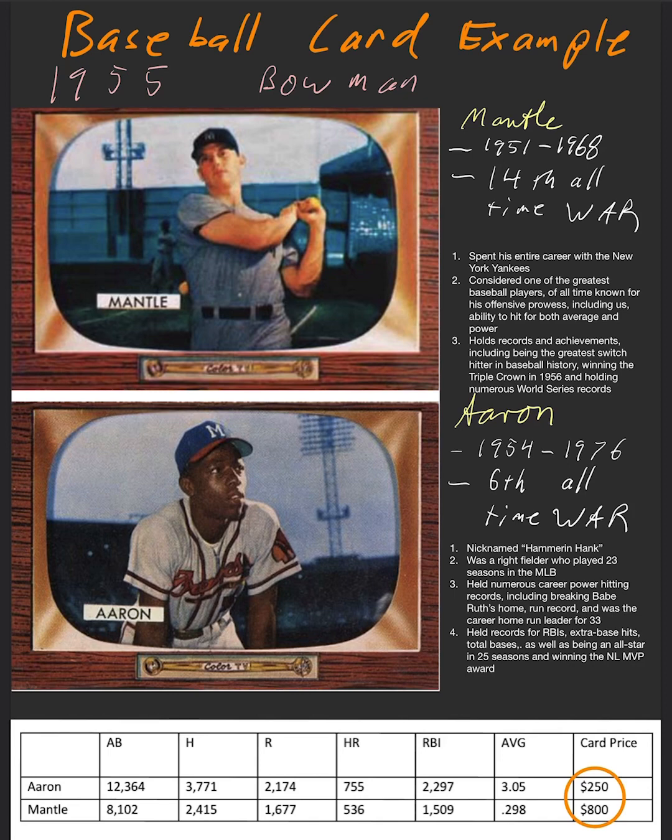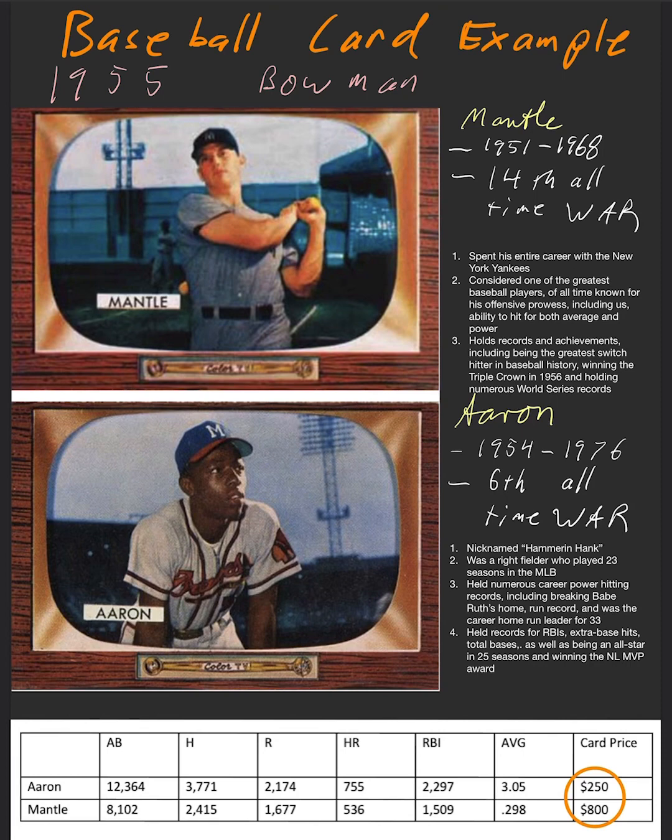A couple of quick facts about Mantle. He spent his entire career with the New York Yankees, and he's considered one of the greatest baseball players of all time. Known for his offensive prowess, including the ability to hit for both average and power. He holds records and achievements, including being the greatest switch hitter in baseball history, winning the Triple Crown in 1956, and holding numerous World Series records. Of course, playing for the Yankees, he played in a bunch of World Series.